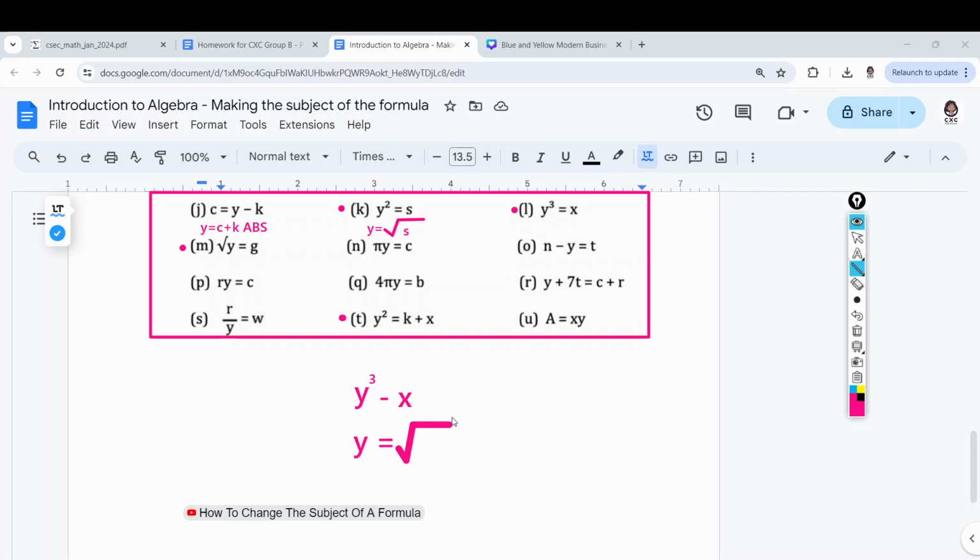Right, so we need to find the cube root this time. So instead of just the square root, guys, we need to find the cube root. So this is how the cube root is going to look. The 3 will be outside, inside here. And we need to find the cube root of x. And that would be the answer.